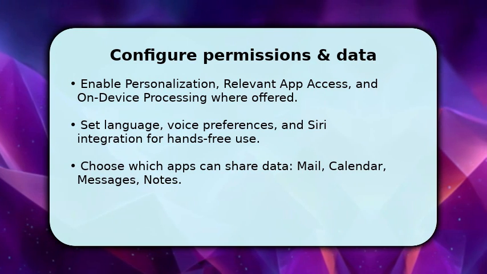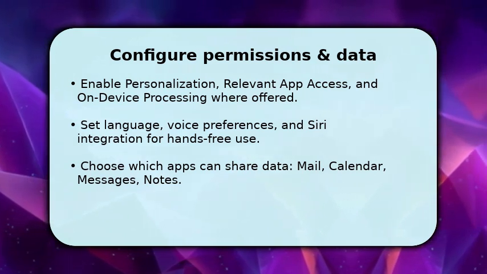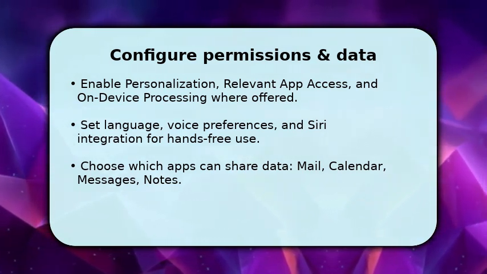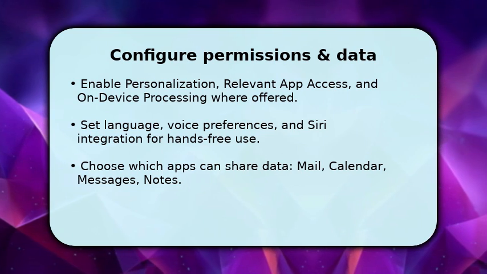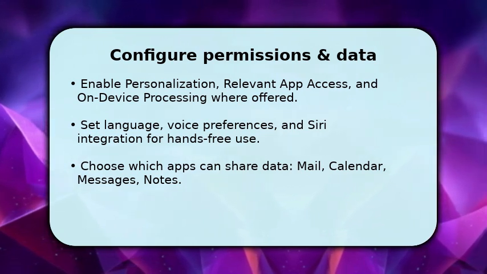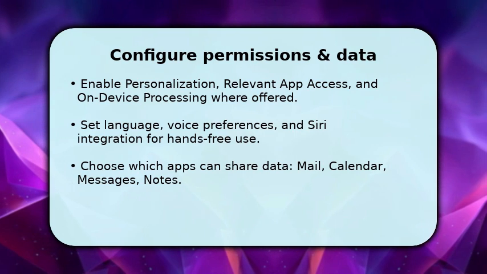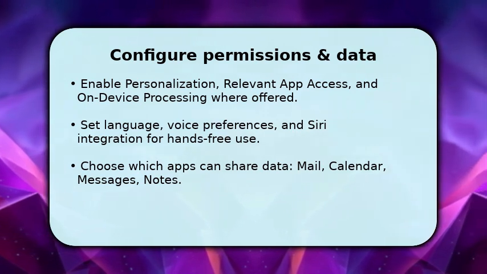voice activation. Then pick which apps, mail, calendar, messages, notes, can feed context. This controls what the intelligence can read to give suggestions. These choices determine accuracy versus privacy trade-offs.